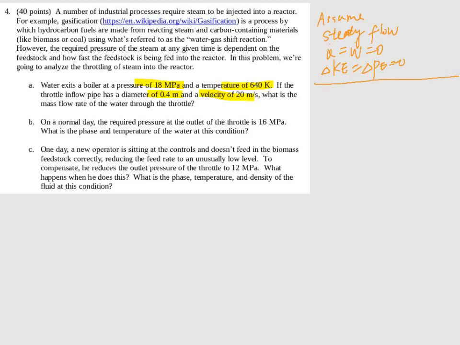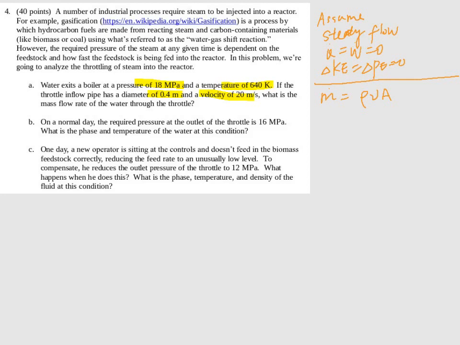So it says, what's the mass flow rate of the water? If you remember, mass flow rate is equal to rho V A. So this V is not volume, it's velocity. Here we know the area because we know the diameter, we can calculate that. And we also know the velocity, which is 20 meters per second. But the only thing that we don't know is the density rho. So we need to understand the phase at this point.